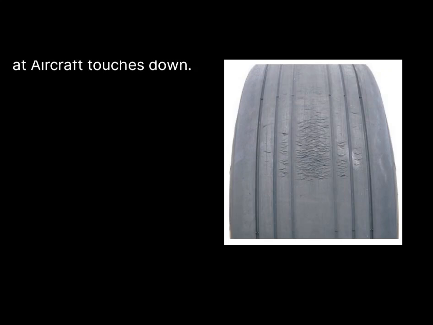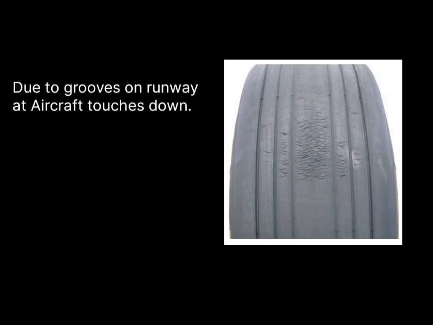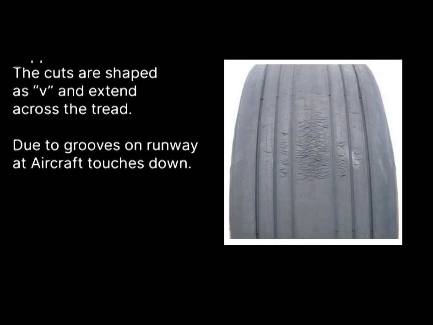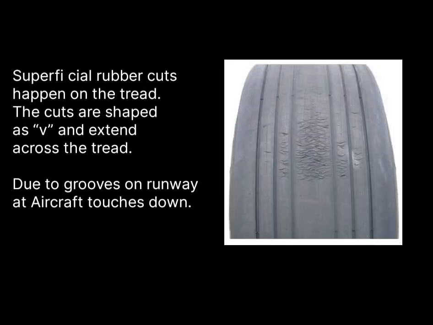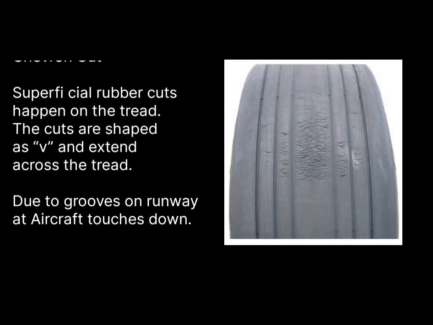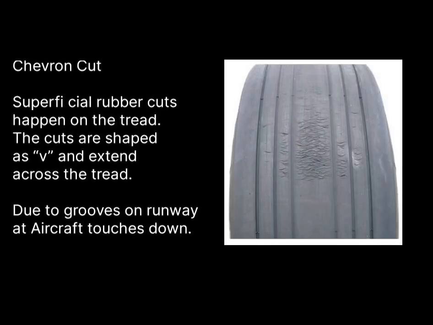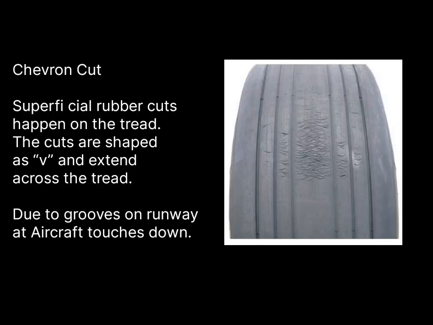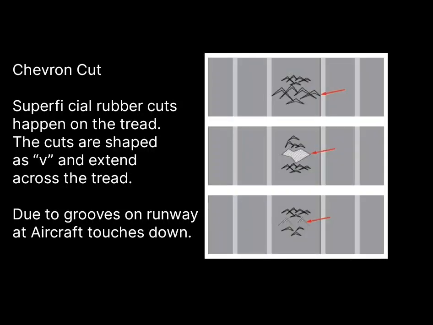Another type is the chevron cut. You will find it on everyday, daily aircraft. This is basically in a V shape or extended across the tread, and this phenomenon usually occurs on grooved runways at aircraft touchdown. Wherever the aircraft is touching down and the tires are rotated rapidly, this can cause damage by the runway grooves. In this scenario also, once a reinforcing fabric or aramid cord protector is exposed to the atmosphere or damaged, remove the tire from service.